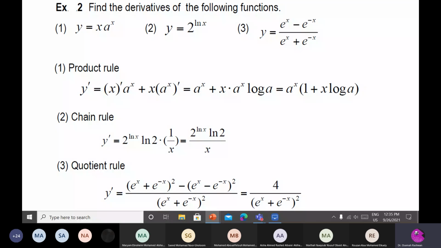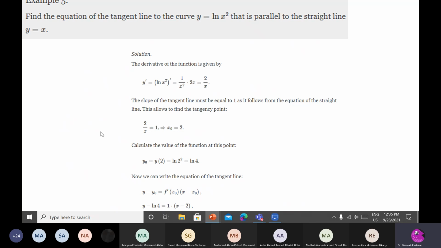Now we revise the multiplication rule and the division rule and the chain rule, right? Also, we solve this question. We left this question until now we can solve it because we know how to find the slope of the tangent, because the slope is the first derivative, and now we know how to differentiate ln x squared, okay? So exactly 1 over whatever in front of the ln multiplied by the derivative of what is inside the ln, okay?